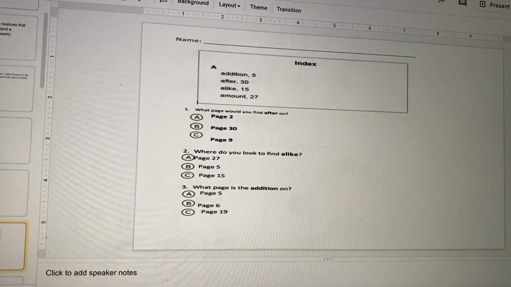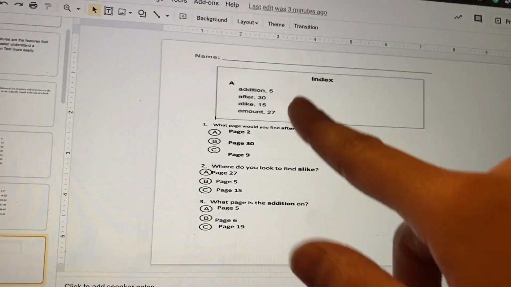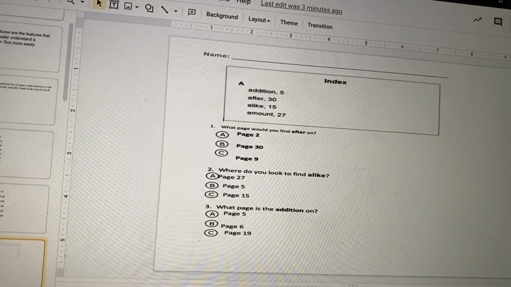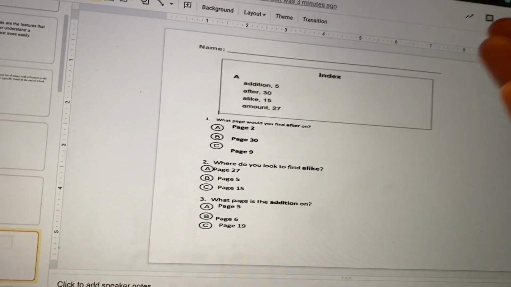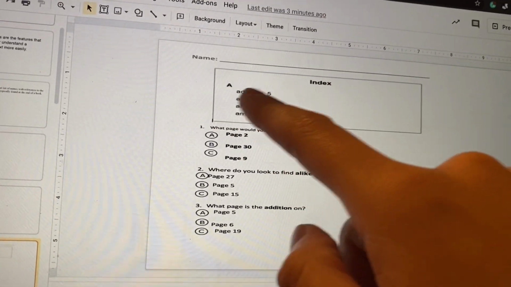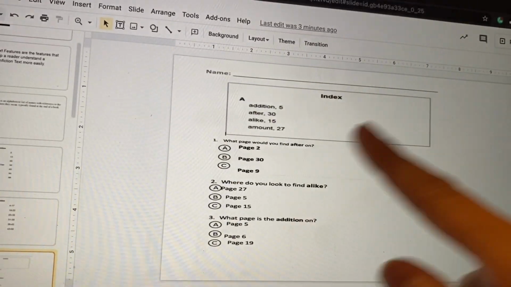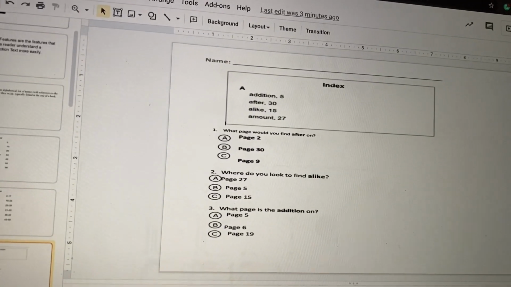So on your paper today, this is what you have, or you don't really have this unless you got it off Google Classroom, but this is what we're going to be looking at. So our index, and it says addition, after, alike, amount. So this index is coming from a math book. This is all about math.